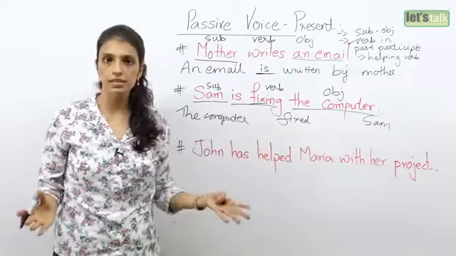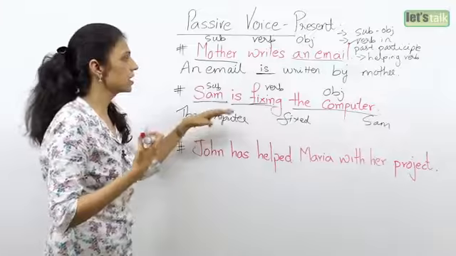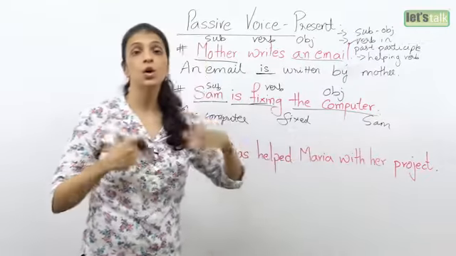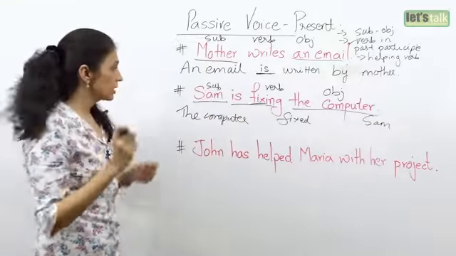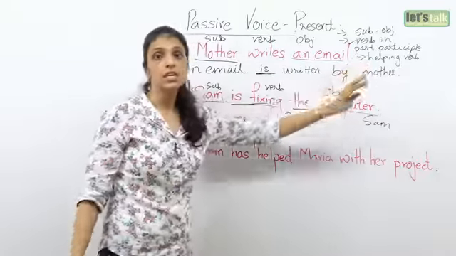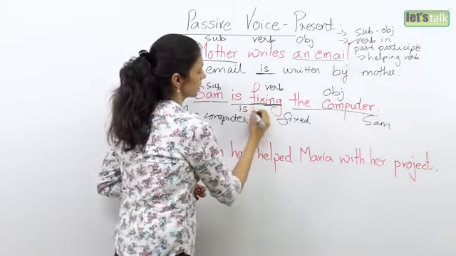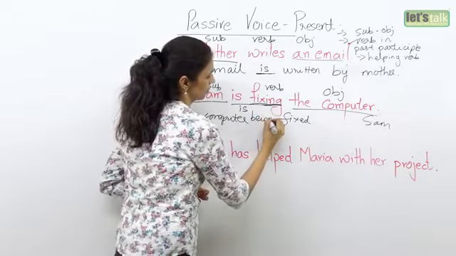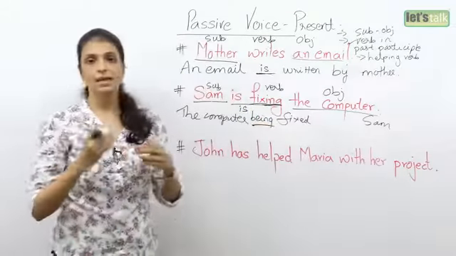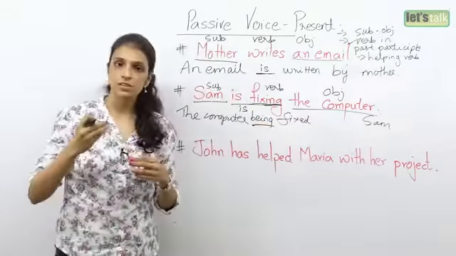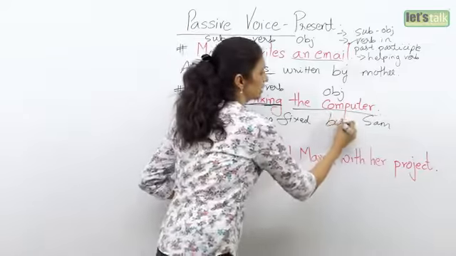Does this make sense? Of course not. The computer can't fix Sam. It is Sam who is doing the action. So let's quickly add in the supporting verbs. Now because this is a continuous tense, we have to keep it in the continuous form. So you add is, being. Okay, so always in the passive continuous tense you have being to show that the action is going on. Okay, so the computer is being fixed by Sam.